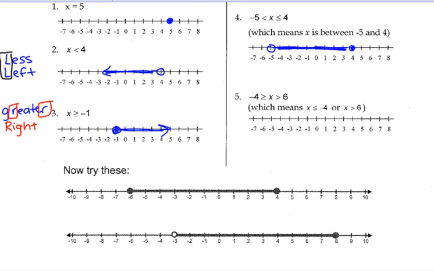Okay, the next guy, open or close at -4? Closed. And open or closed at 6? Open. Now let's do it one at a time. Dealing with just the -4 part, x is less than -4, so to the left of -4. Now, just looking at the 6, x is greater than 6 means to the right. So basically, it's everything but what's in between the two numbers.